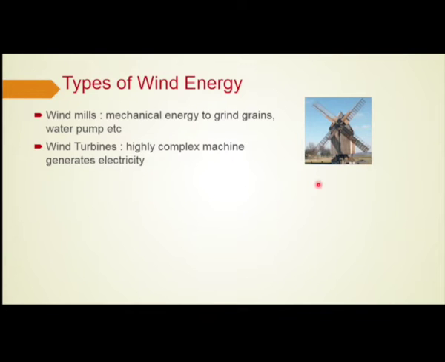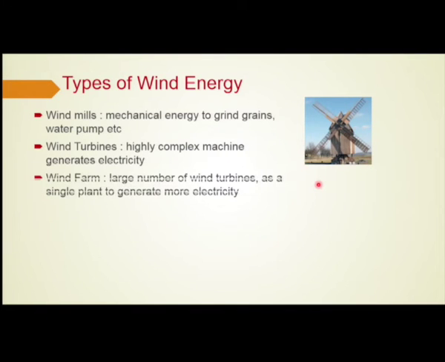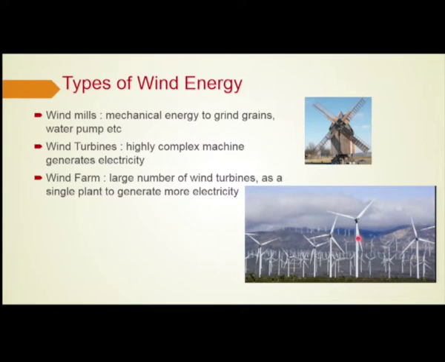So next one is wind turbine. It is a highly complex machine used to generate electricity. Wind turbine is used to convert wind energy into electrical energy. And another one is wind farm. Wind farm means more number of wind turbines are installed, and they are all interconnected with each other, and they are used as a single plant to produce more electricity. So in this diagram, a single structure is called wind turbine. If you have more number of wind turbines connected together and they are used as a single plant, it is called wind farm.